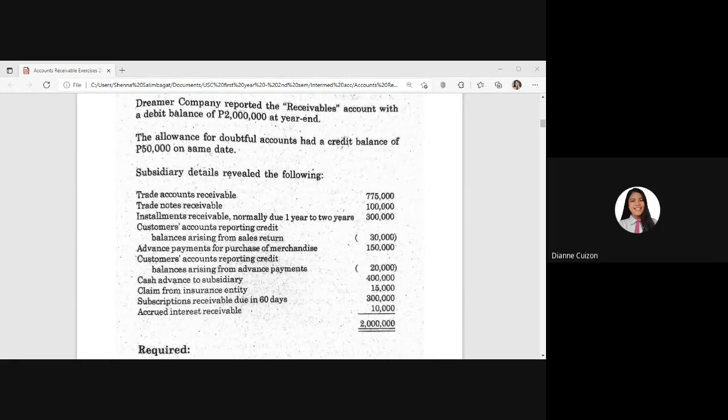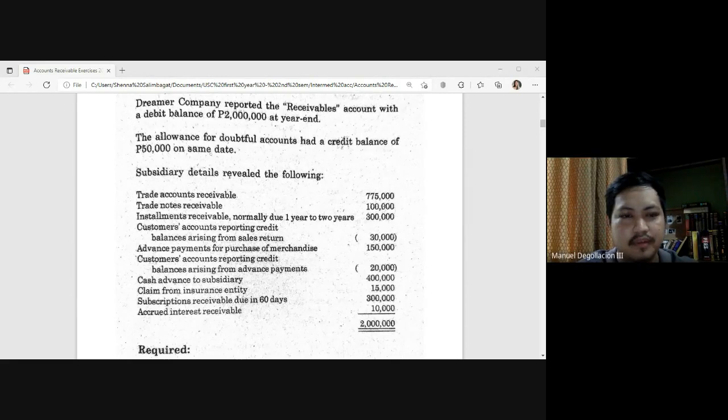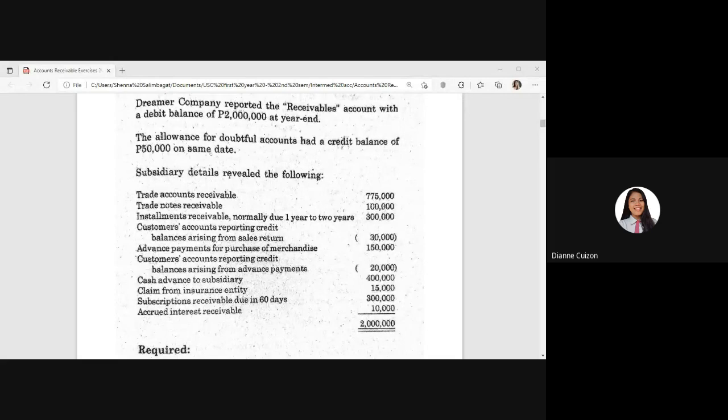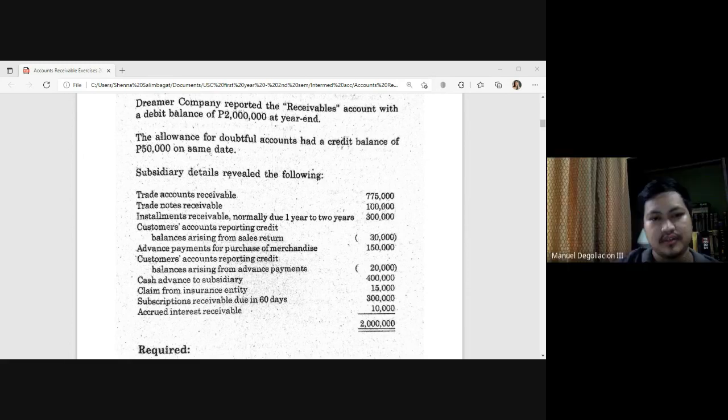The customer's account reporting credit balances arising from advance payment, sir. Yes. It is not a current asset, sir, under the trade and other receivables, sir, since it is classified as a current liability and included as part of the trade and other payables. I think that's correct. How about the next item? So basically the same explanation as the earlier credit balance, class. Next.